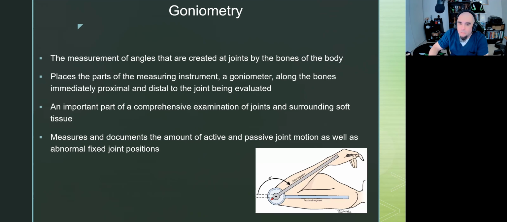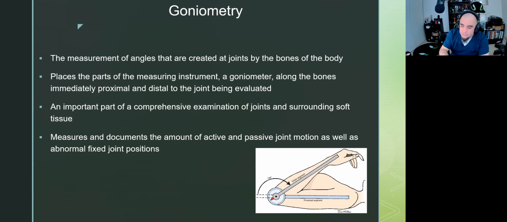So what is goniometry? Well, goniometry is the measurement of angles that are created by joints and bones of the body. It places the part of the measuring instrument, the goniometer, along the bones immediately proximal and distal to the joint being evaluated. It's an important part of a comprehensive evaluation, and it measures and documents the amount of active and passive range of motion.